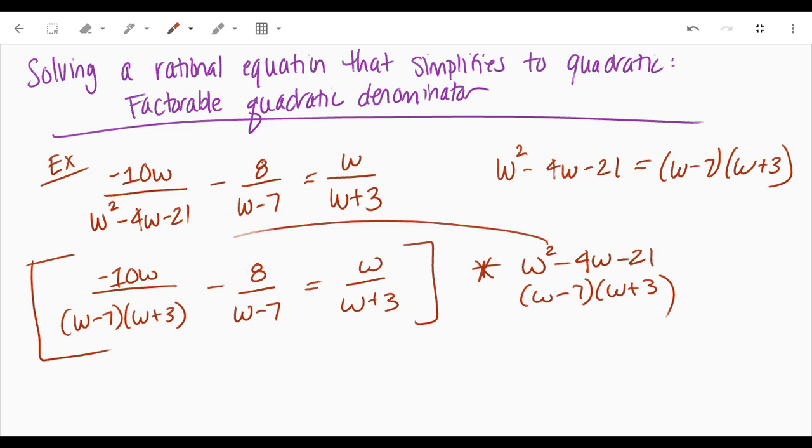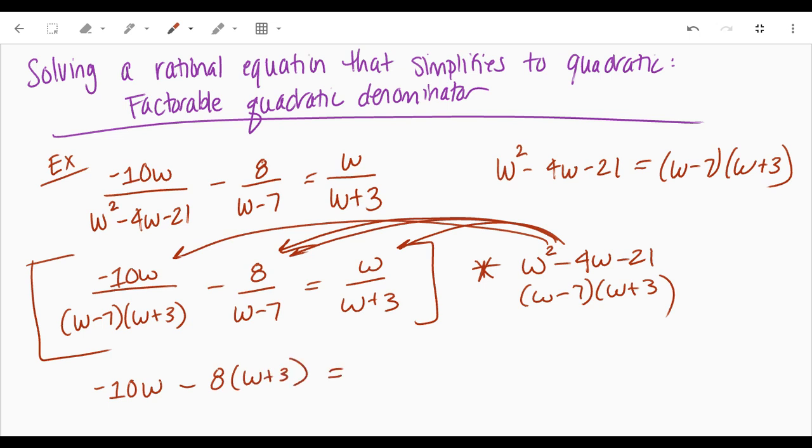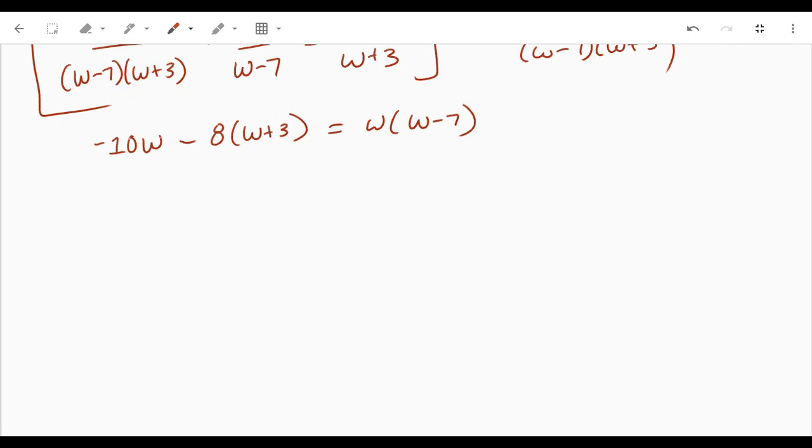Okay, so when we distribute that to every term, the denominators will all cancel out. So when I distribute it to the first term, the w minus 7 and the w plus 3 cancel out, so I just have negative 10w. When I get to the second term here, the w minus 7s will cancel out, so I'll have negative 8 times w plus 3 equals, this last term, the w plus 3s will cancel out. Okay, now I can expand everything. Be careful with distributing that negative. Right, negative 8w, negative 8 times 3.